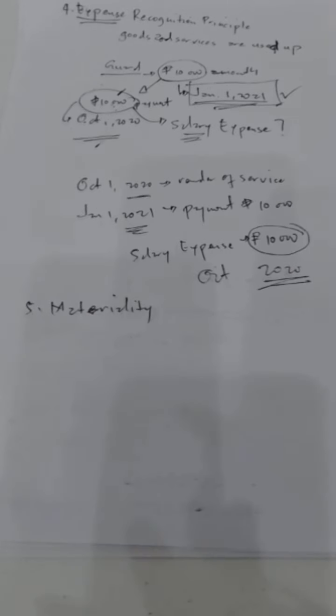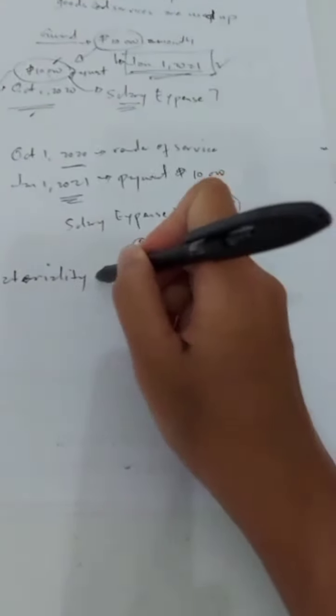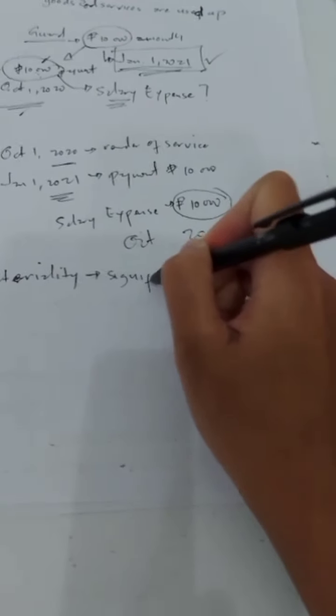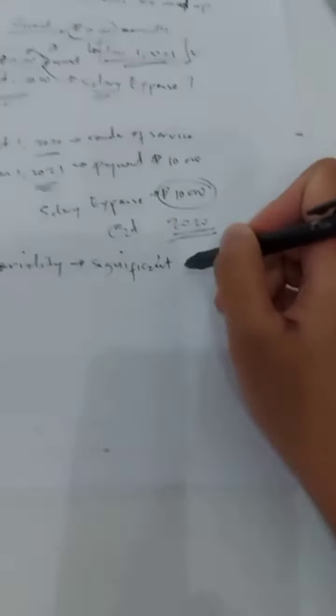So, pag sinabi natin materiality, dito sabi niya, financial reporting is only concerned with information that is significant enough to affect evaluations and decisions. So, para masabi natin siyang material, significant siya dapat. Significant enough na maapektuhan daw yung decisions. Okay? So, affect evaluations and decisions.